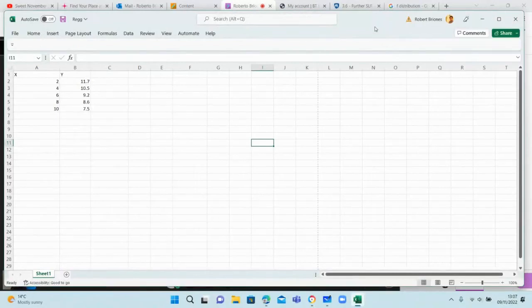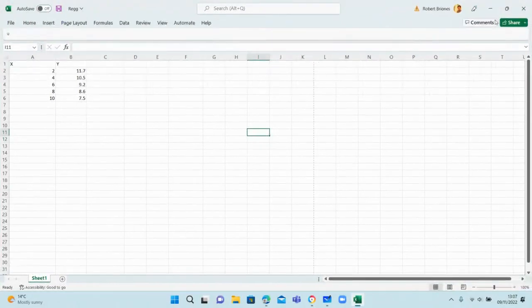I'm here to present the features of the regression functionality of the analysis toolpack of Microsoft Excel. And so I wanted to share with you the table of values that we have. So I hope you're seeing this on your screen.